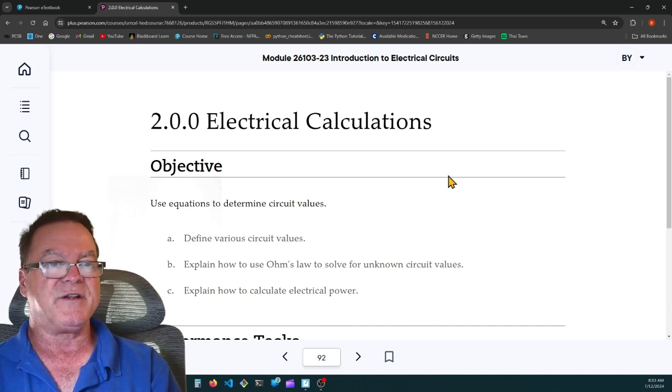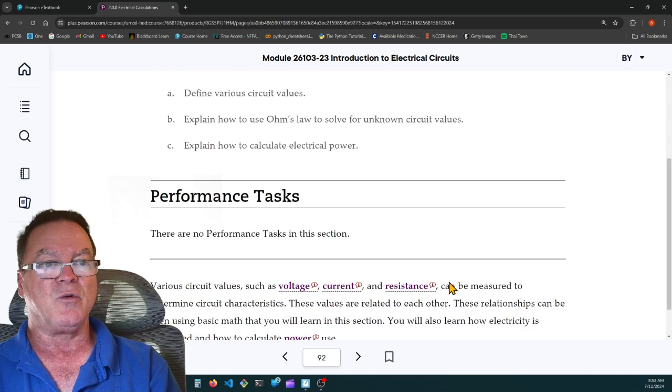2.0.0 Electrical Calculations. In this section, we'll use equations to determine various circuit values, explain how to use Ohm's law to solve for unknown circuit values, and explain how to calculate electrical power.